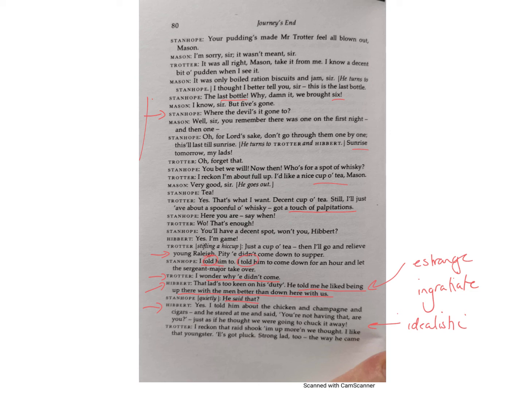And Trotter is slightly more insightful. He says, I reckon the raid shook him up more than we thought. I like that youngster. He's got pluck. Okay, so he's got courage, he's got nerve, he's got enthusiasm, all encapsulated in pluck. Strong lad too. The way he came back through the smoke after that raid, carrying that German under his arm like a baby. So Trotter is saying that Raleigh has got more about him when it counted, but recognising that the effect of today on Raleigh has been significant and maybe they've underestimated it.